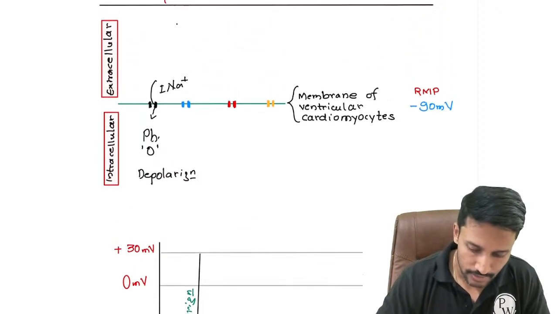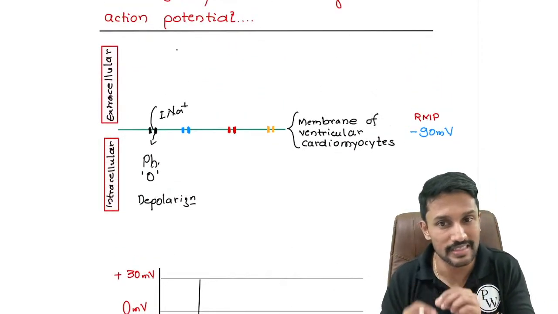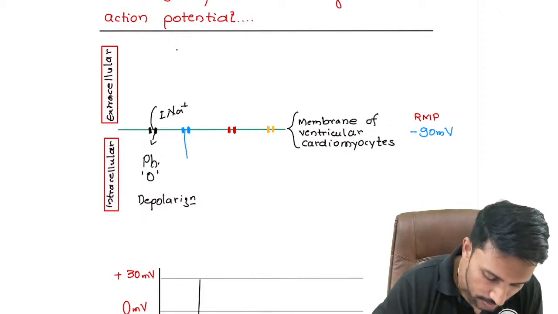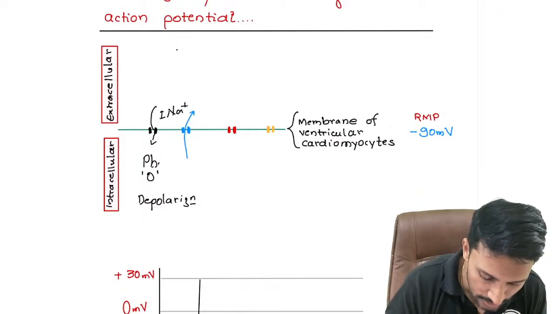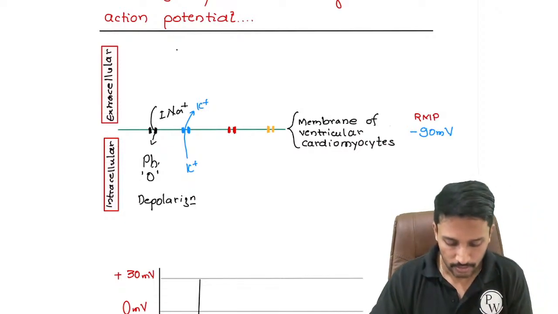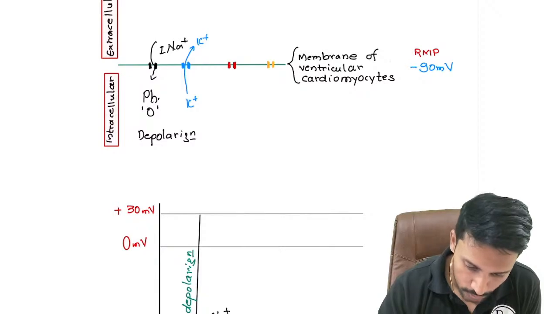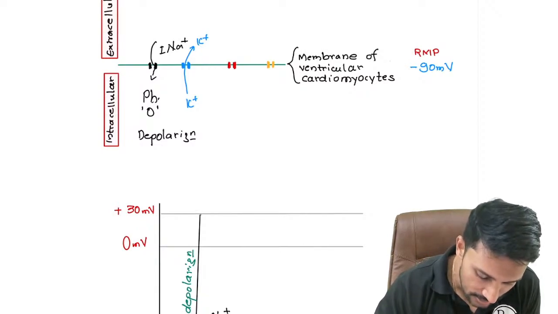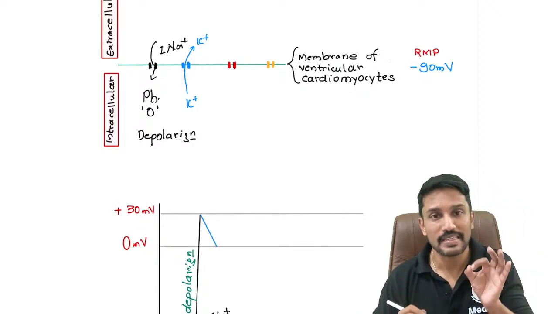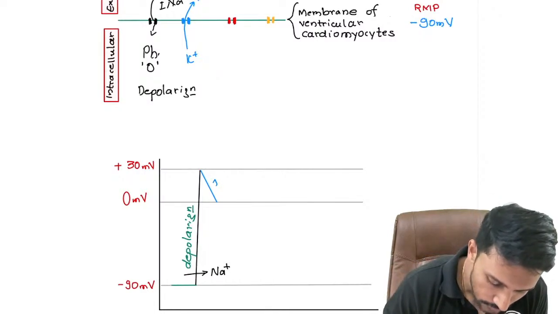Okay. After that, because we already know that we have a high concentration of potassium inside the cells, we will start some efflux of potassium. So potassium starts leaving the cells, potassium efflux. With the potassium efflux, the potential drops a bit, and this phase we will call early repolarization. It comes back to 0. So this phase we will call phase 1.